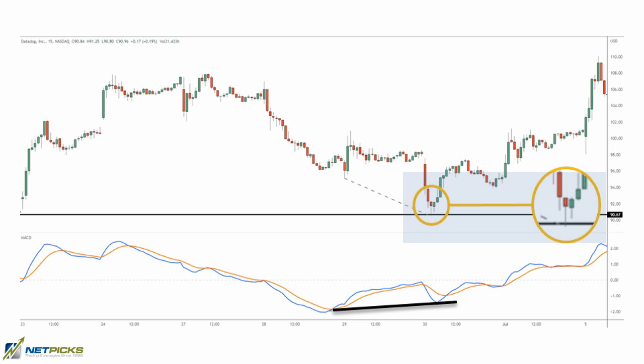Now, it's not a perfect hammer. It's red. But the next candlestick gives us a hammer closing green. Enter above the highs. Your stop would go below the lows of those candles.